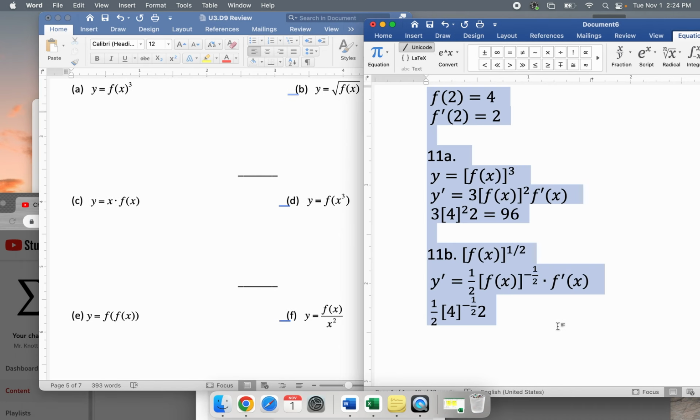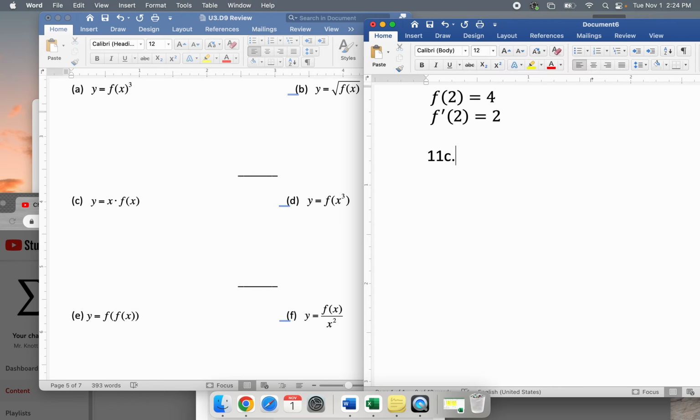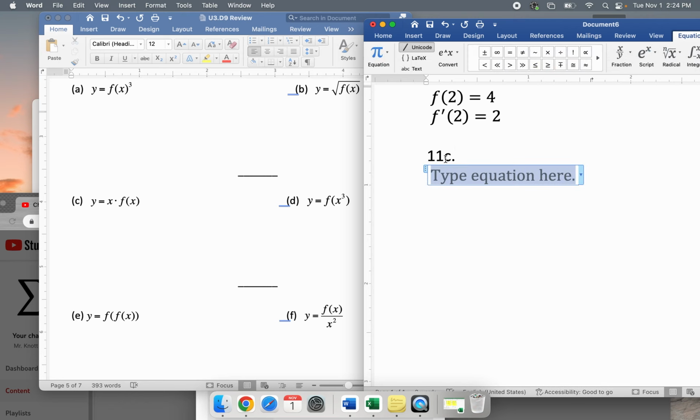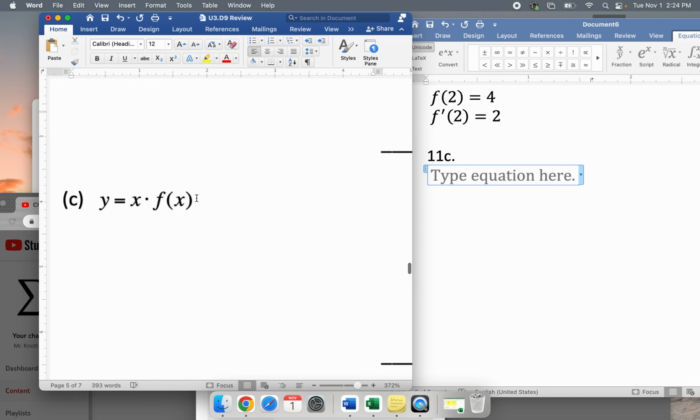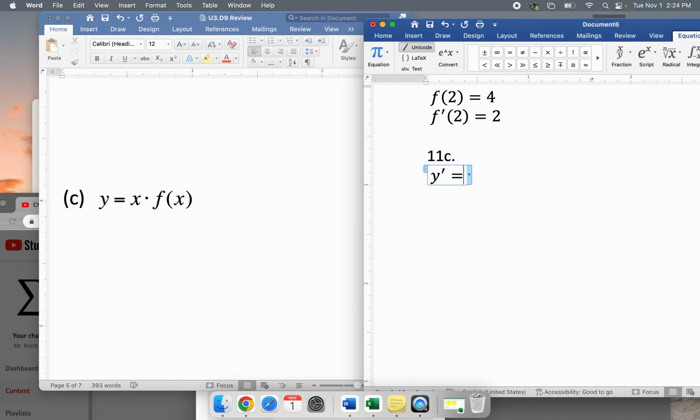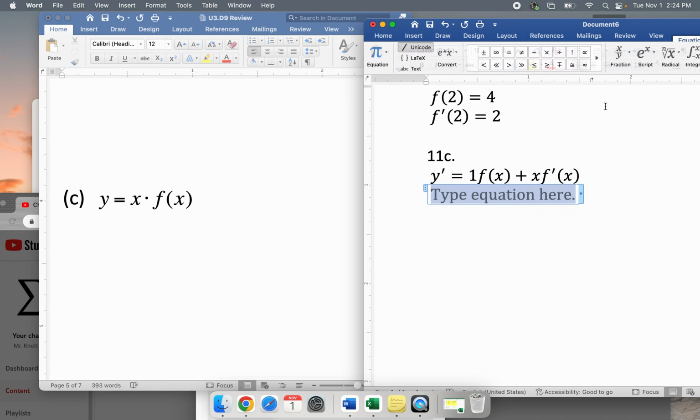So 11C would be, I need to use the product rule on this guy, right? So the derivative is going to be 1 times f of x plus x times f prime of x. That's the product rule, right? And so evaluating everything at 2 would give you 1 times f of 2, which is 4, plus x, which is 2, times f prime of 2, which is also 2. So that's 4 plus, I think that gives you 8.